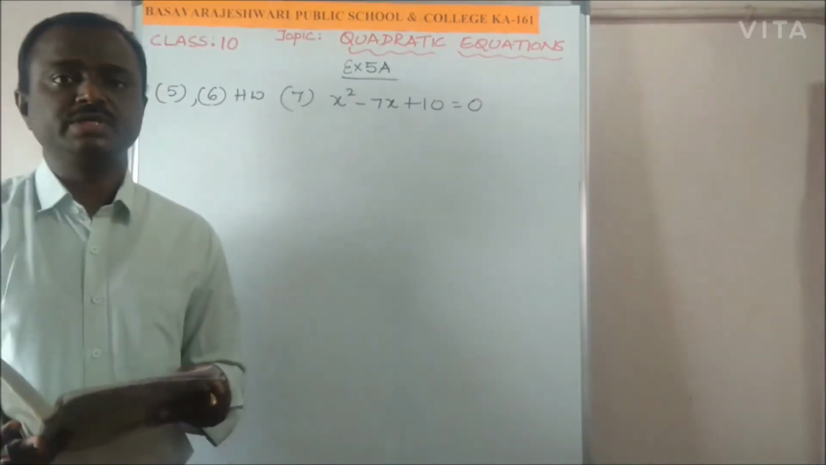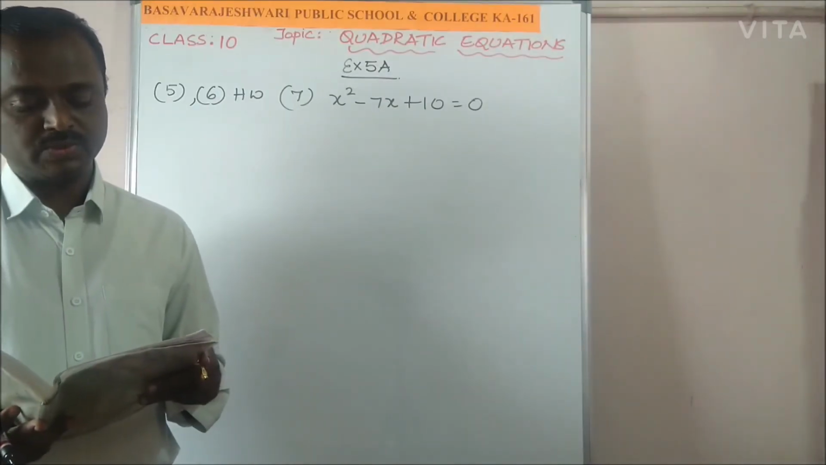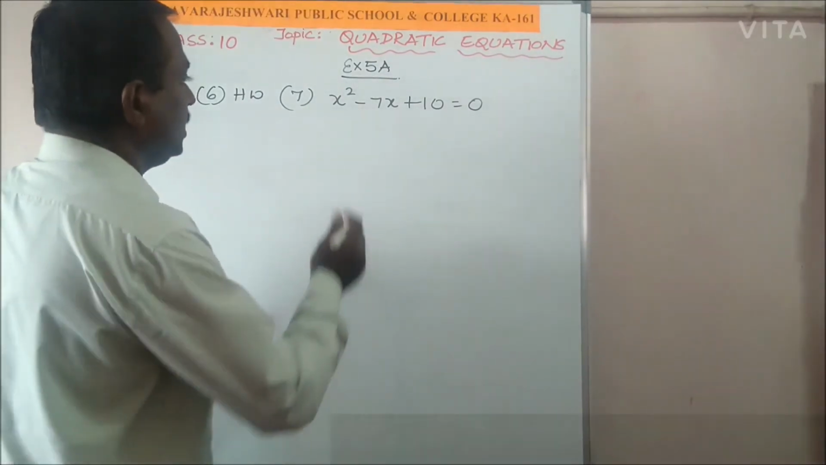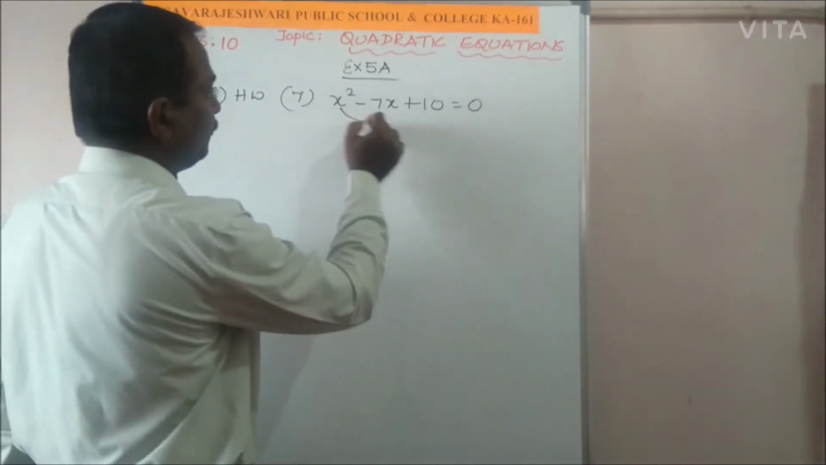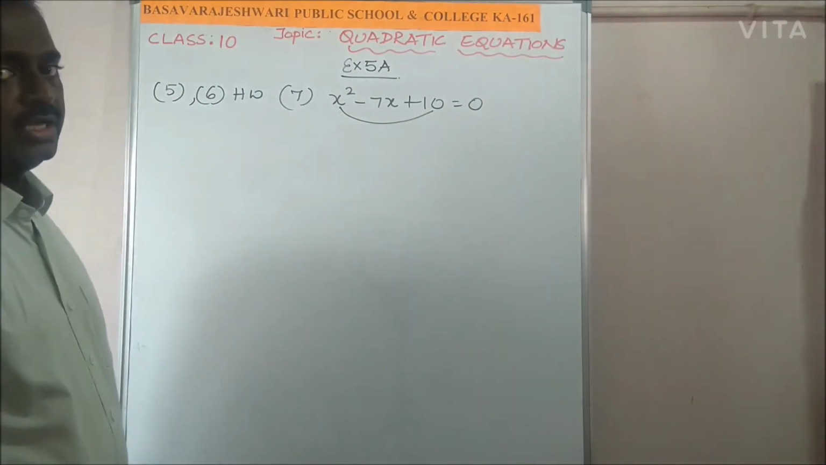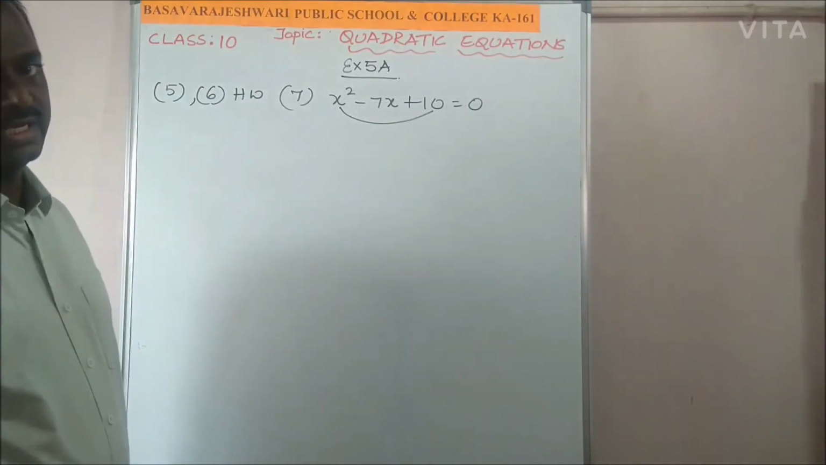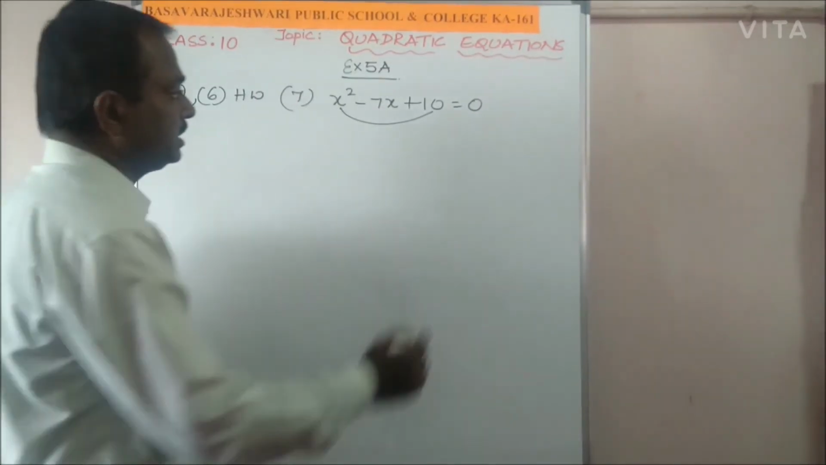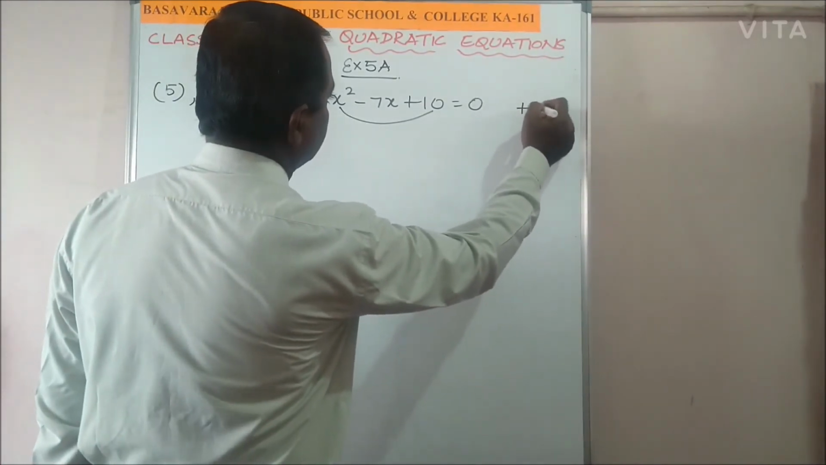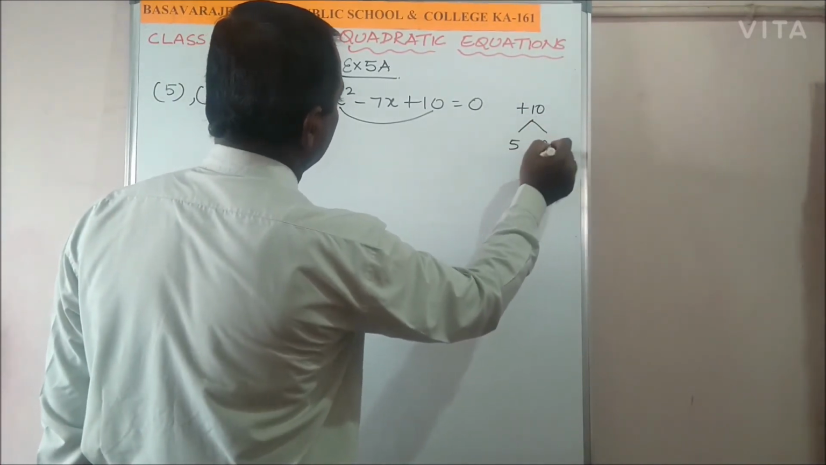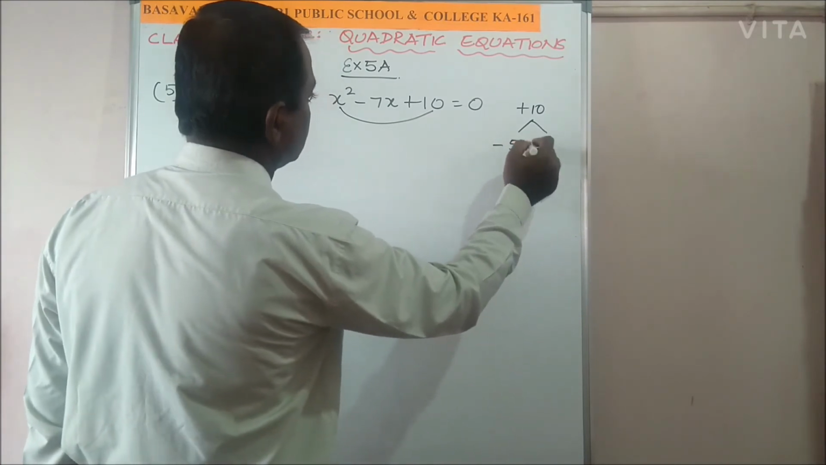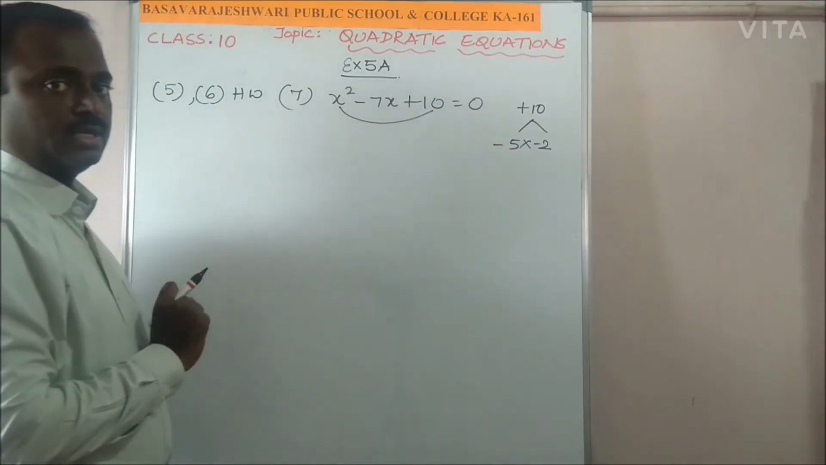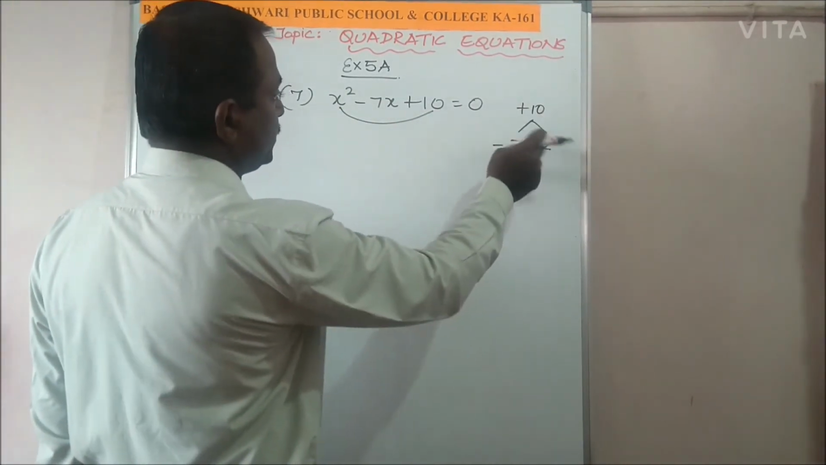So question number 5 and 6 I am giving as homework. The 7th one I am giving: x square minus 7x plus 10 is equal to 0. It is already in the standard form. We have to solve the sum using factorization. So 10 means 5 twos are 10. 5 plus 2 is 7. Correct? This is plus 10, therefore 5 and 2 with minus signs, because if I add minus 5 minus 2, I will get minus 7. If I multiply minus into minus it is plus, 5 twos are 10.